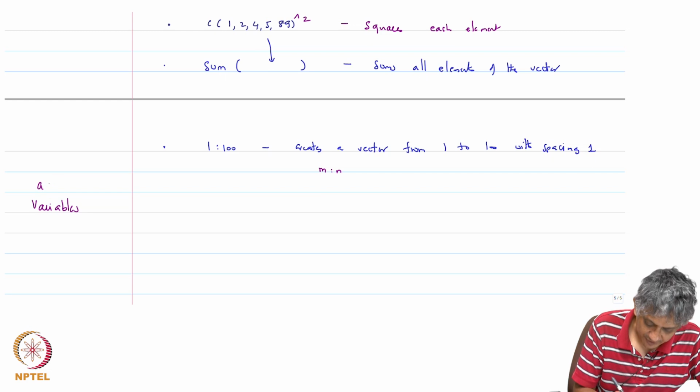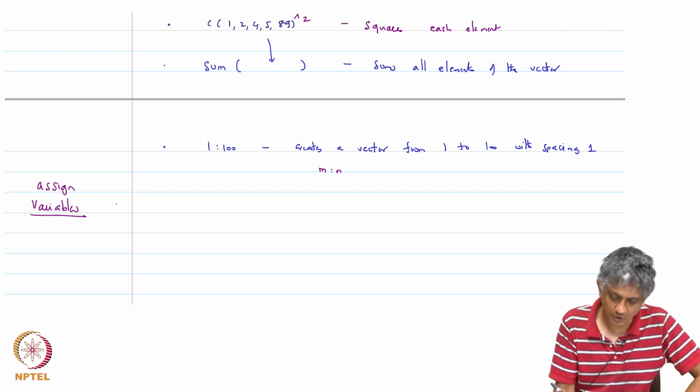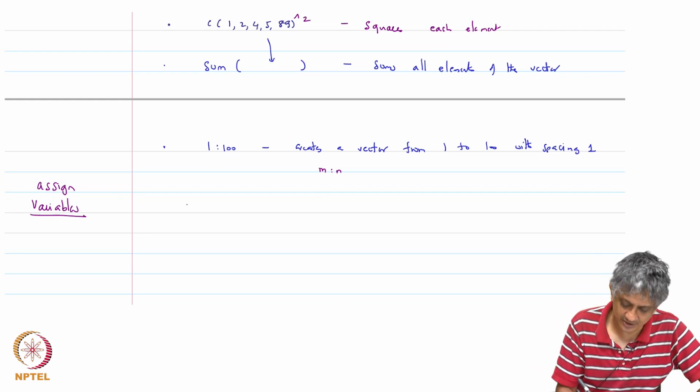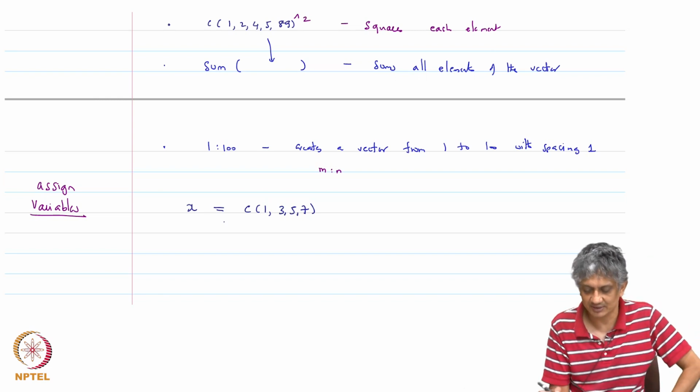It's sometimes useful, otherwise you have to carry this again. So what you could do is assign variables. The way you do that is you let x be something. The usual notation is x equal to, let's say, c(1, 3, 5, 7). That means the vector x is 1, 3, 5, 7.